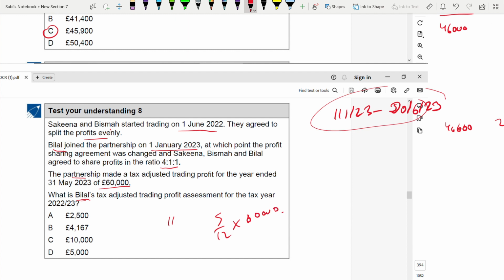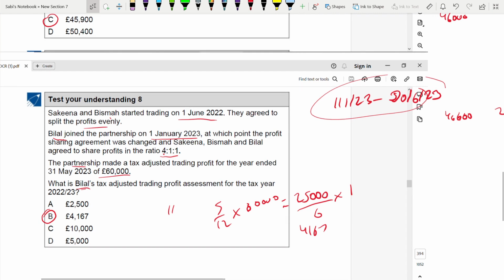Here you don't need that table. 25,000. Okay. So out of this 25,000, ratio 4:1:1. There is no salary, there is no interest. Divide this by 6 into 1, which is 4,167. So the right answer is B. Sorry, wait. We have to take it to the correct tax here. I'm sorry. 4,167. Okay. This is Bilal's partnership share.